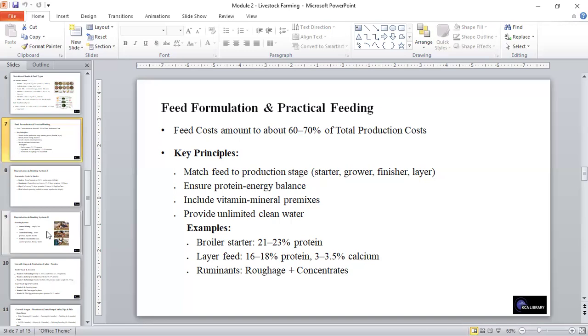An example is broiler starter, which can be given 21 to 23% protein. For layers, 16 to 18% protein, 3 to 3.5% calcium, and other nutrients. Ruminant animals can combine forages with concentrate. So the key point is that you need to understand the type of feed and how to apportion it to each of your animals.